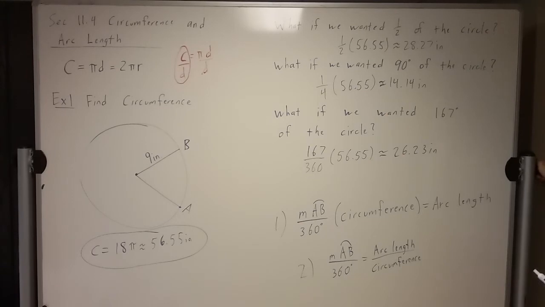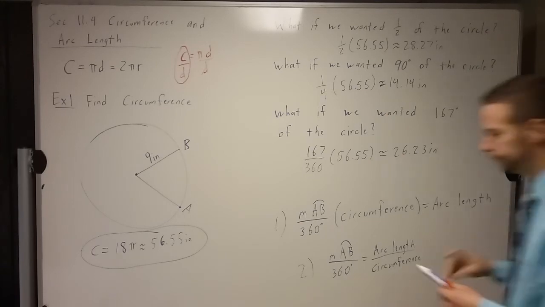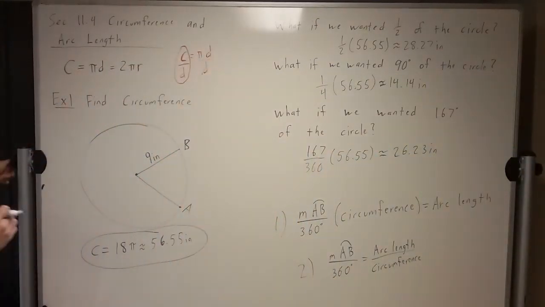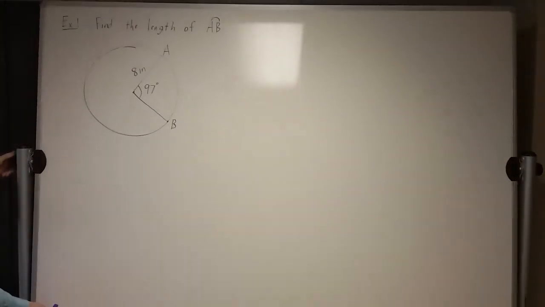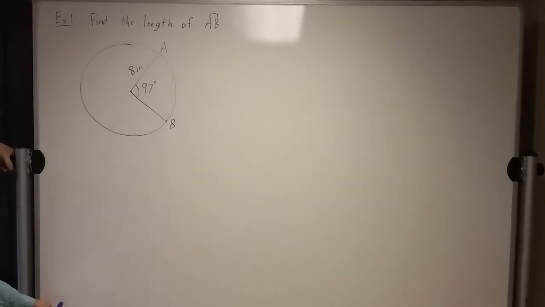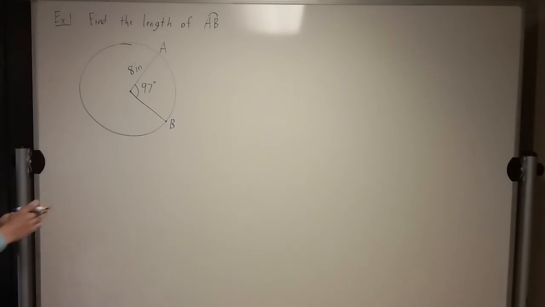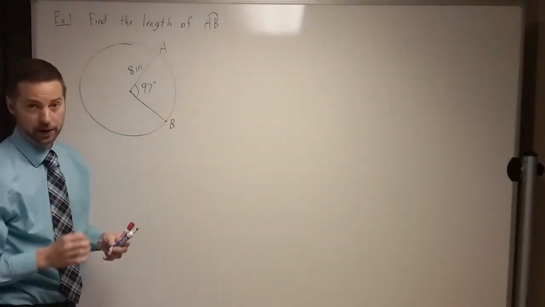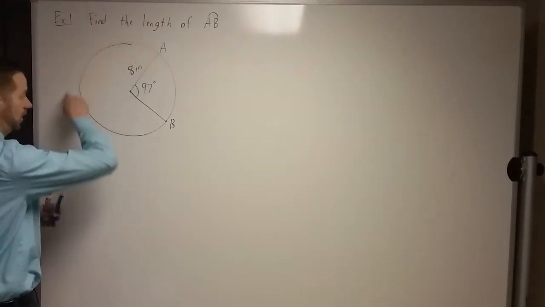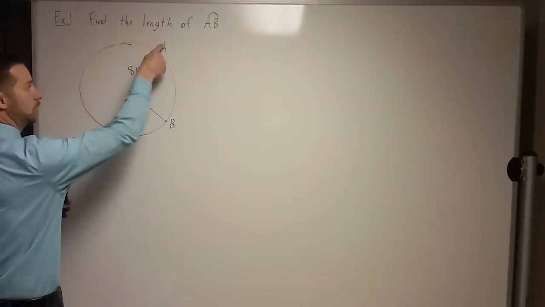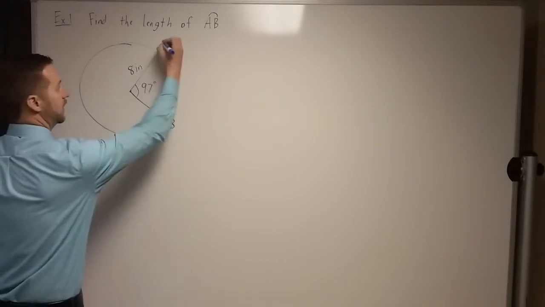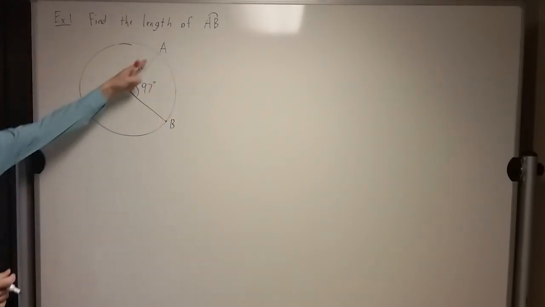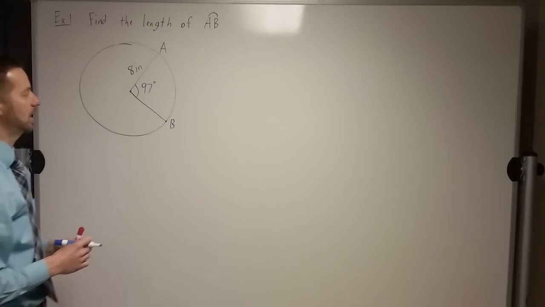All right, so let's see if we can put this to use on an example now. So let's see if we can find the length of an arc if we know this information. So we're going to try to find the length of arc AB in here. And so remember, if there's two letters on an arc, that means it's a minor arc. It means we're going the short way around, because technically this arc starts at A and ends at B as well, but if we were doing a major arc, we would use 3 letters instead of 2. All right, so we're doing this arc right here. Find the length of arc AB.